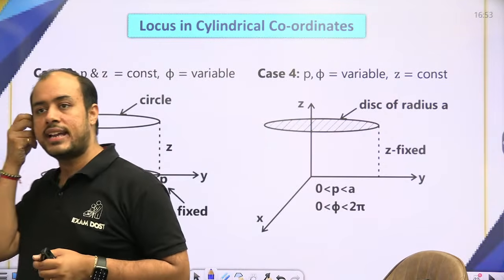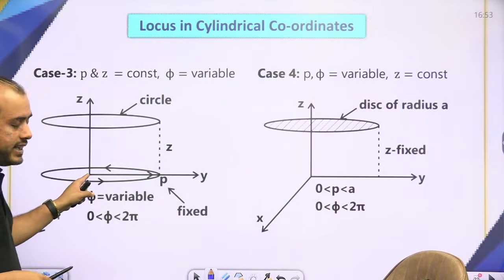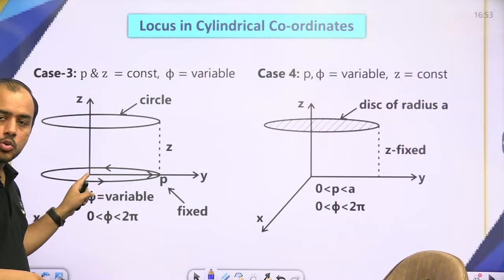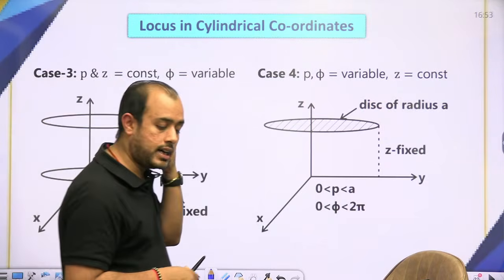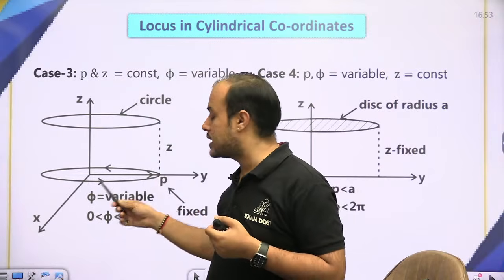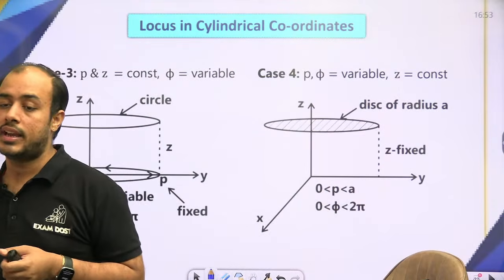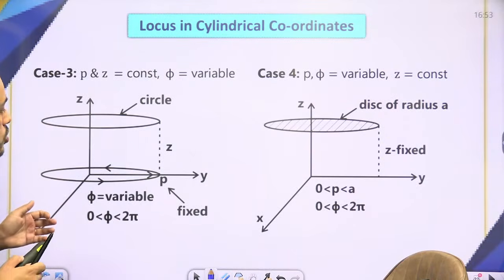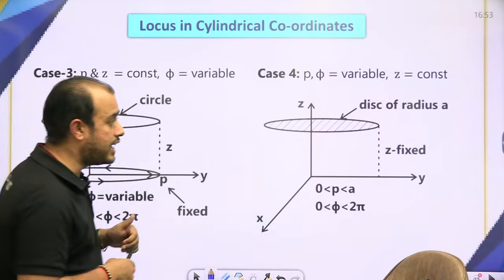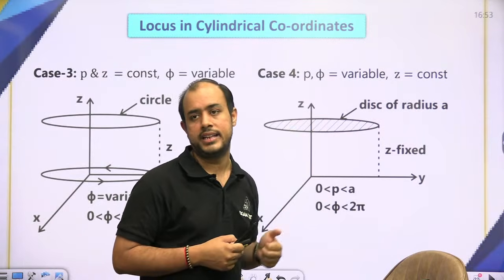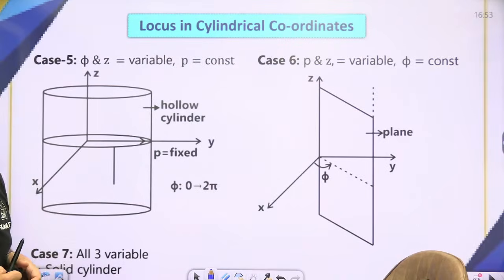Now if rho and phi are variable, z is constant. So if you start varying rho, you will be able to cover the interior of a circle. You said earlier that if rho is fixed, you get a circle. Now if the radius is varying from 0 to a, I will be able to cover the interior of a circle of radius a, and I will get a disk of radius a. Now the inside part of the circle is also included, I got a disk.